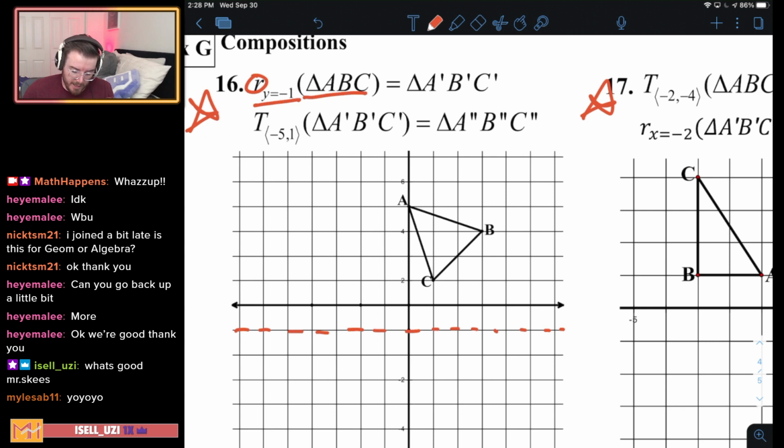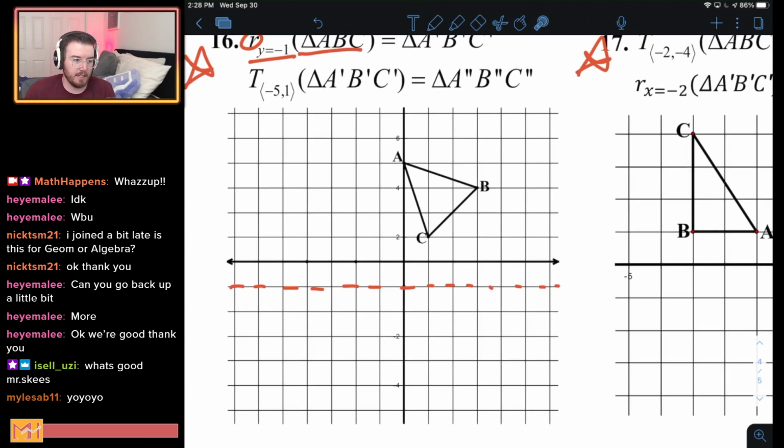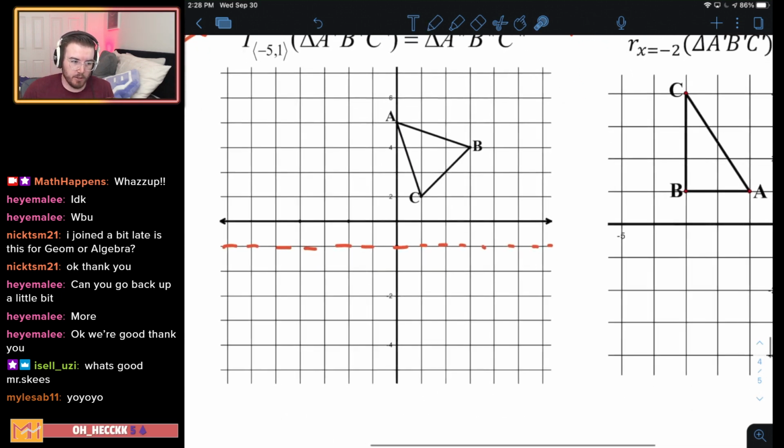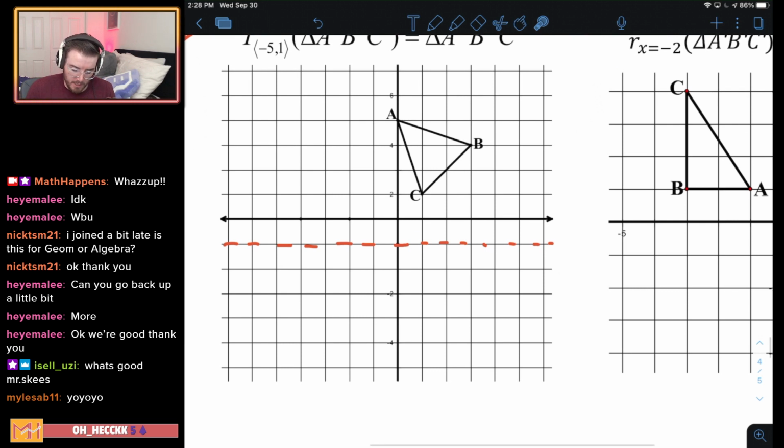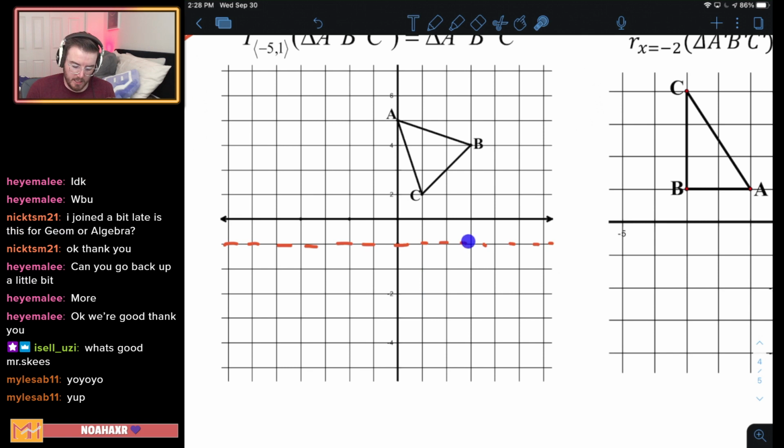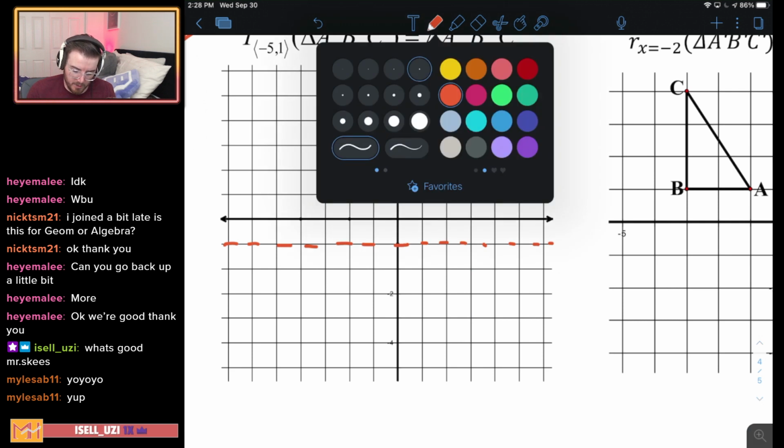So there's the line y equals -1, and we're going to reflect it. Remember, it's symmetrical. So if C is 2 above, well then C prime is 2 below. If B is 4 above, then B prime is 4 below. All right, so let's go ahead and plot those points.